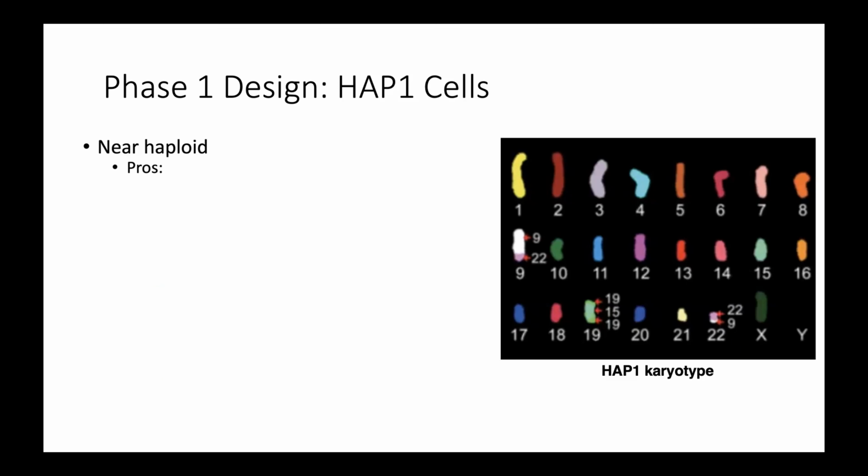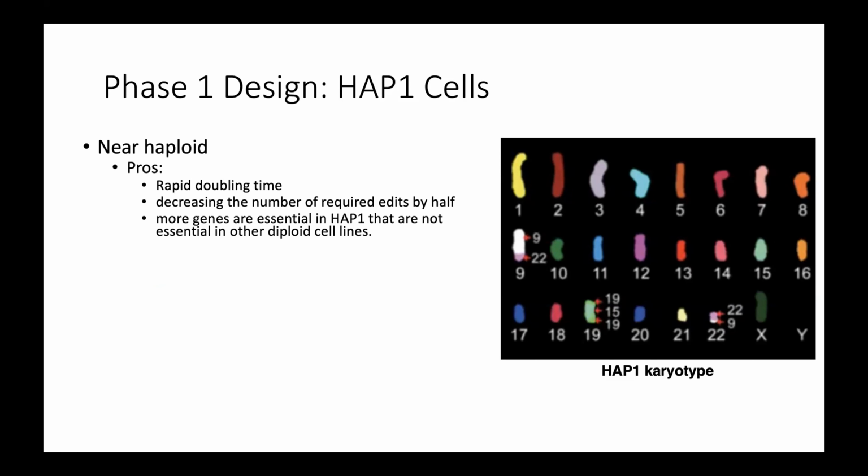This idea of being near haploid has several advantages. One, there's a rapid doubling time associated with the HAP1 cells in general, much faster than in KBM7. Second, being haploid decreases the number of required edits by half because you have half the number of alleles. Further, more genes become essential in a haploid cell line that are not usually essential in a diploid cell line. So for example, the 2018 BRCA1 paper hits BRCA1 because BRCA1 is an essential gene in HAP1, whereas normally BRCA1 is not an essential gene in a diploid cell line.